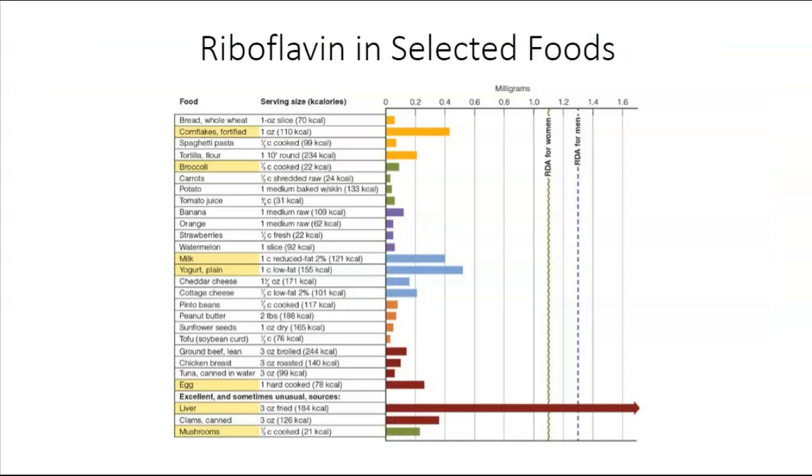Here's the riboflavin in selected foods. So again, you're always going to see cornflakes because manufacturers put vitamins in cereal. Good sources here, liver. Liver's an excellent source, as are clams and mushrooms.